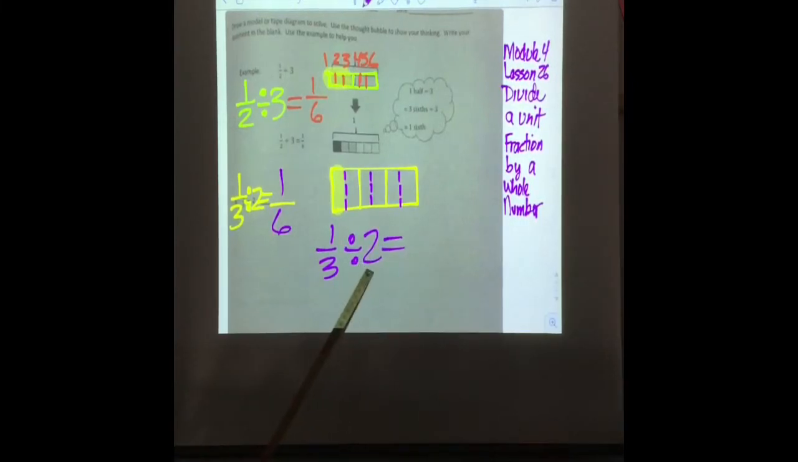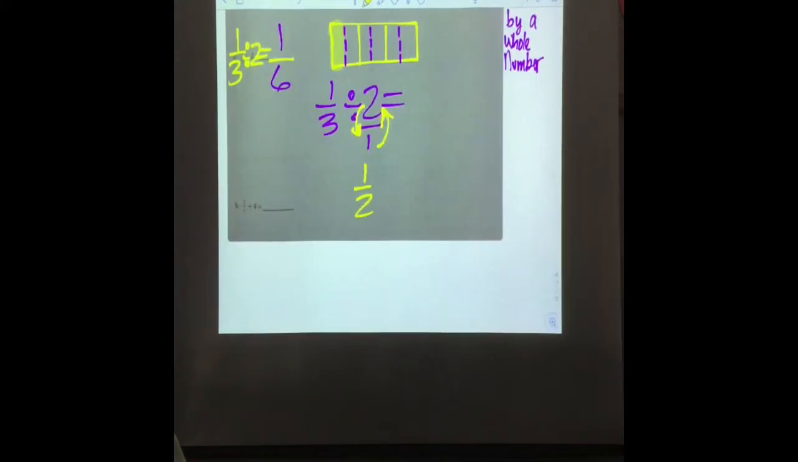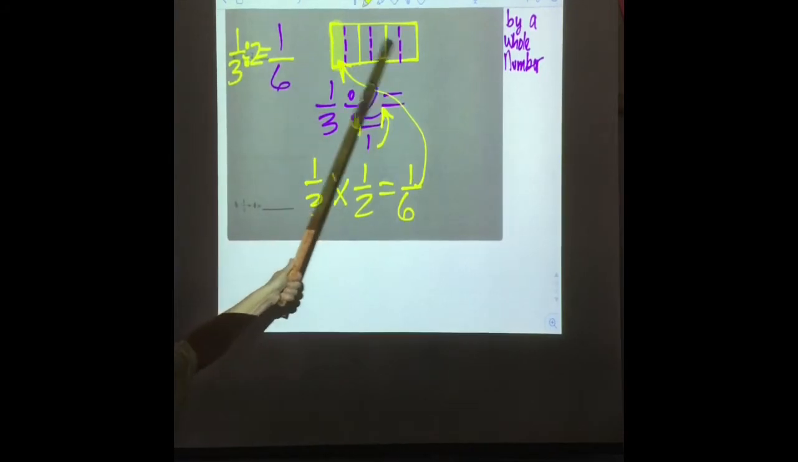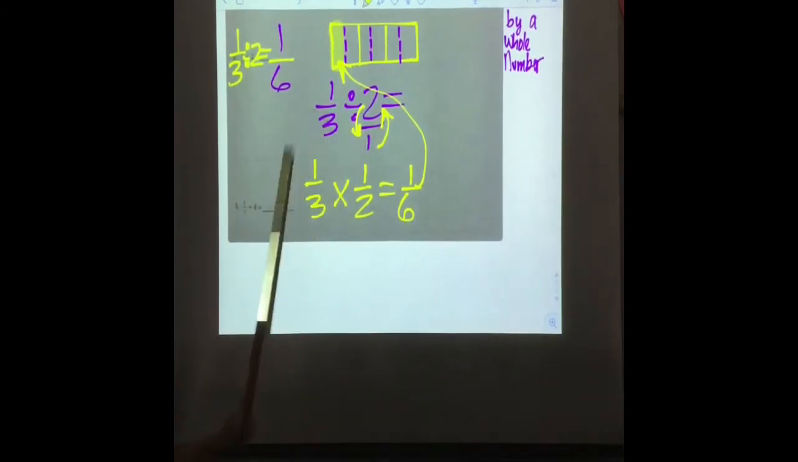What do we do with this second number? In order to flip it over, we have to turn it into a fraction. So we're going to flip it over. So we're going to have 1/2. Once we flip this over, what do we do with our sign? We do the opposite, which is multiplication, and then we have 1/3. So 1 times 1 is 1, 3 times 2 is 6, and that's our 1/6 right there, and we got 1/6 right here too by drawing it out. So good job on that.